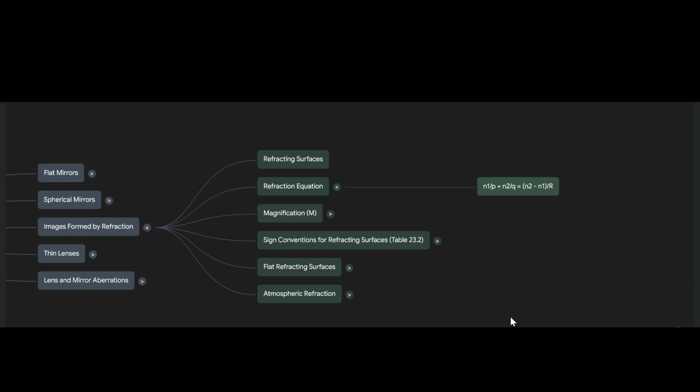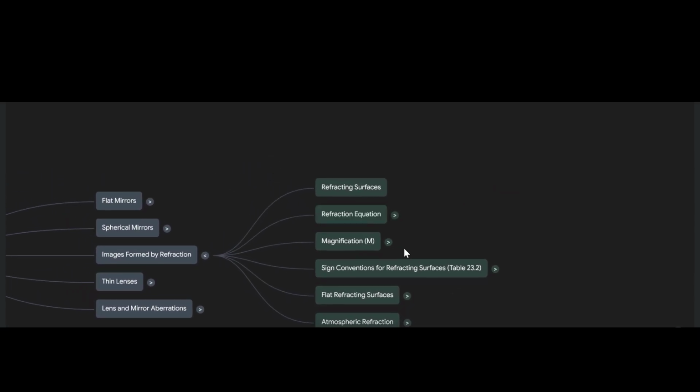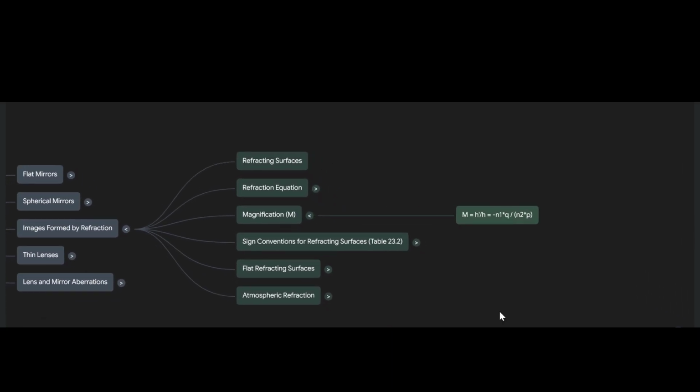And magnification for these refracting surfaces? The magnification m = h'/h is given by -n1 q / (n2 p). So m equals -n1 q over n2 p. Notice the n's are in there too. Okay, the indices affect the size too. What if the surface isn't curved? What if it's just flat, like looking into a fish tank?